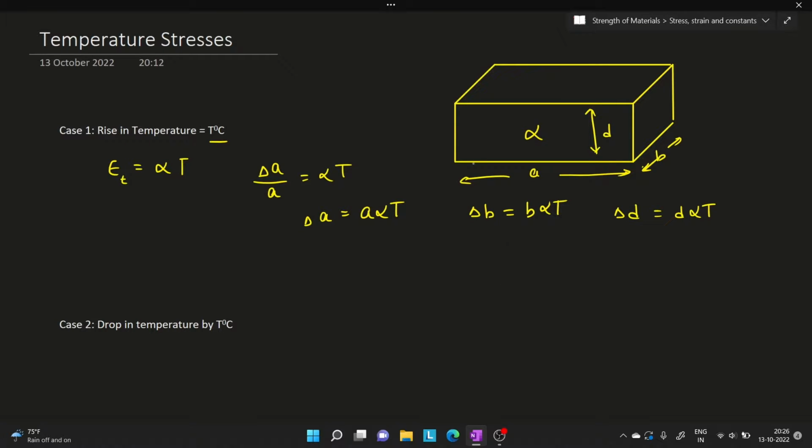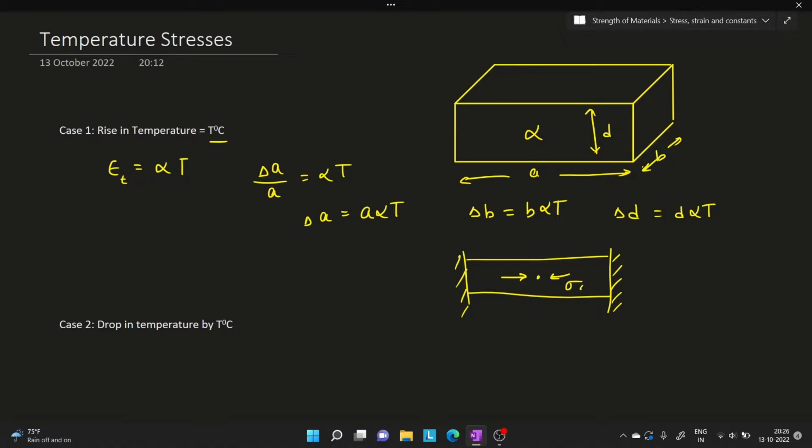Now let's say this particular prismatic bar is not constrained in any direction. So this bar is free to expand in all three directions. If it is free to expand, there will be no stresses. But if a bar is on fixed rigid joints or rigid ends, which is not free to expand, then because of the rise in temperature, this particular bar experiences compressive loads.